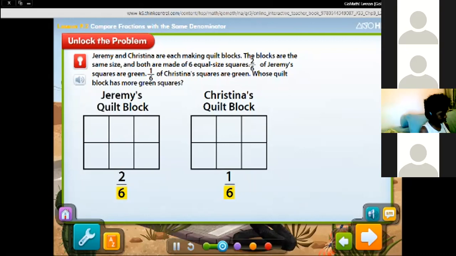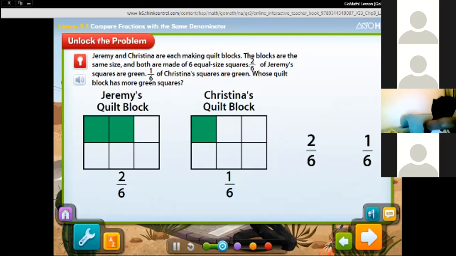They both have a denominator of 6. The denominator is the number below the line in a fraction. Now, shade 2 squares, or 2/6 of Jeremy's quilt green. As you know, 2 out of 6 of Jeremy's squares are green. Next, shade 1 square, or 1/6 of Christina's quilt green. And Christina's quilt block is only 1. Now you can compare 2/6 and 1/6. The greater fraction will have the larger amount of the whole shaded. Which fraction is larger?